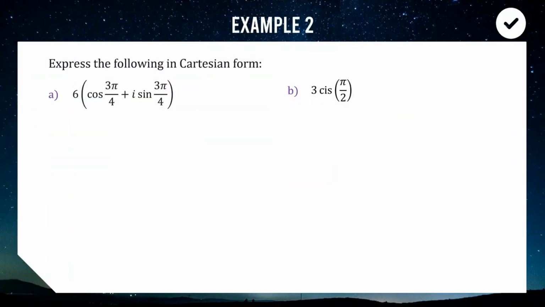Okay, cool. Up next, we're going to do some practice going backwards. So here are two complex numbers that are already in polar form. We're going to translate them back into Cartesian form. If you're good with your trigonometry, this shouldn't be too challenging. Let's go through the first one.